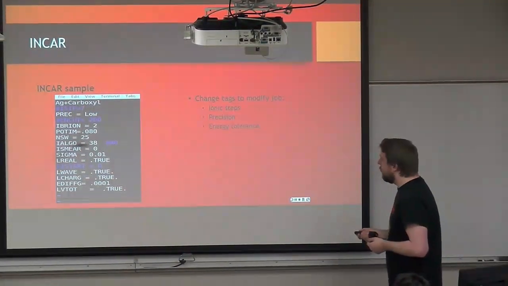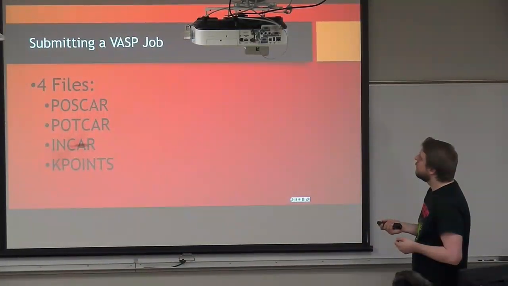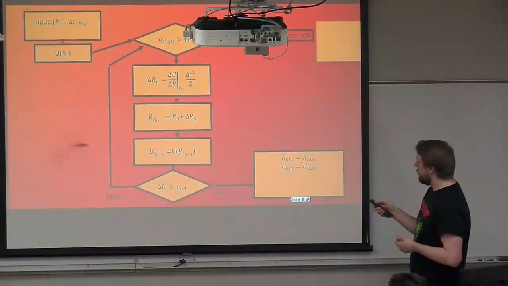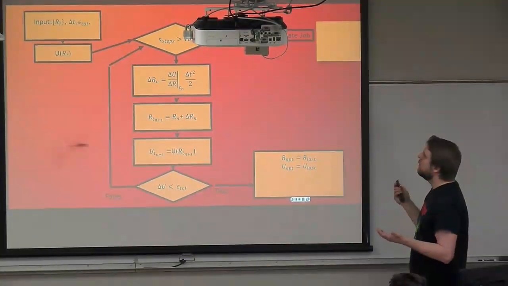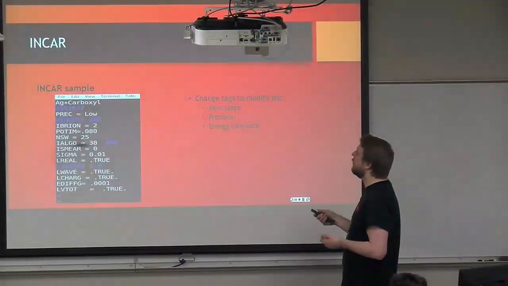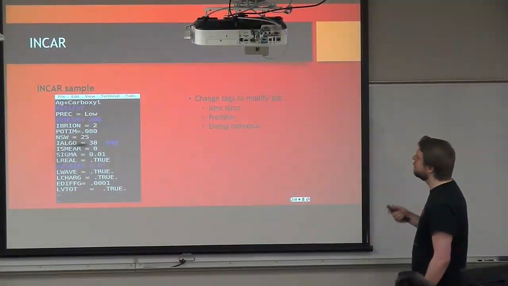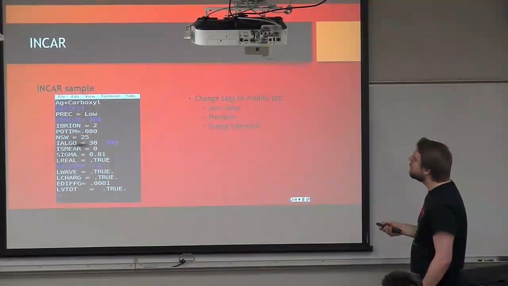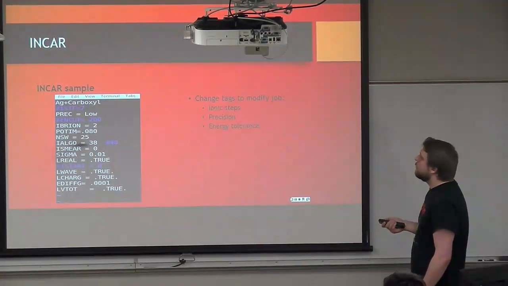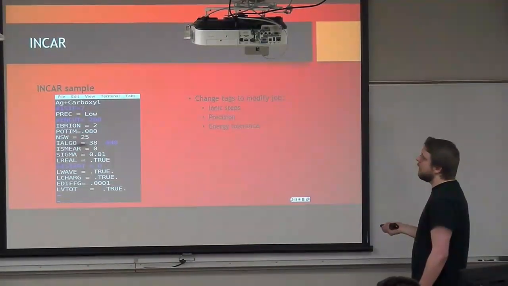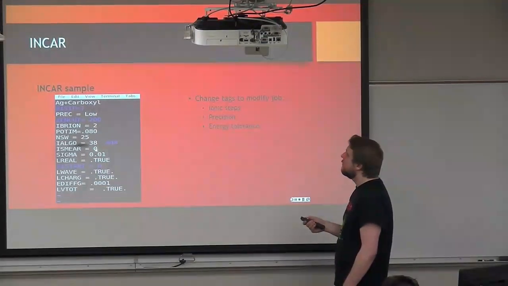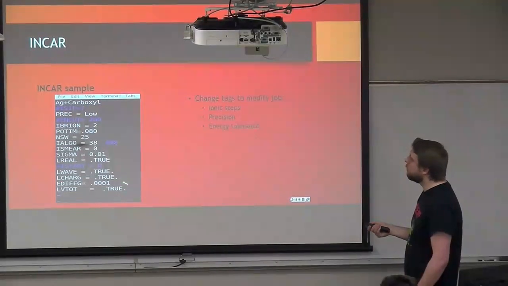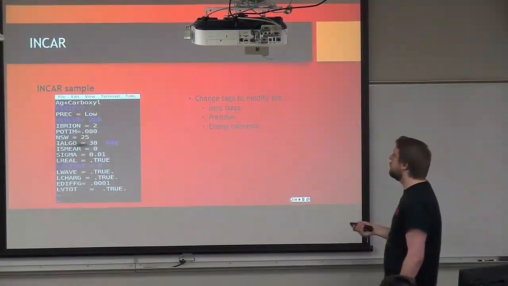And then POTIM, if you go back to this slide, that's what this delta T is. It controls the time step for the ionic position updates. IALGO controls the algorithm you use. That can factor into how fast or slow your calculation will go. And each one is just coded in with an integer, 38 or 48. 48 I think will go faster than 38 typically.